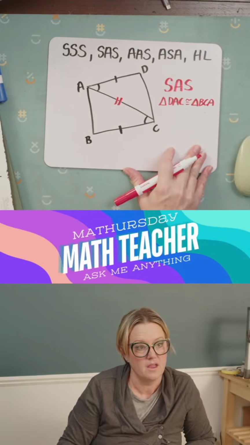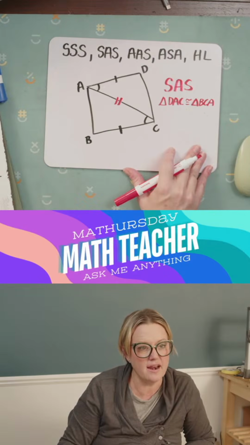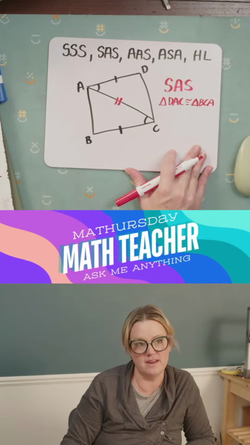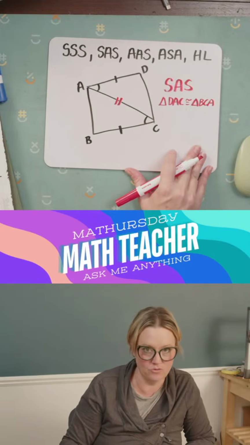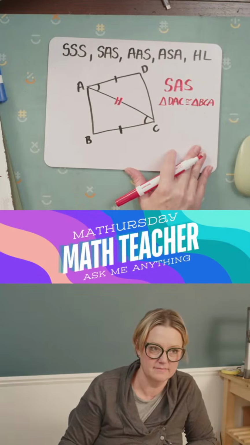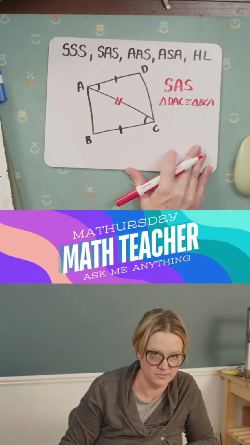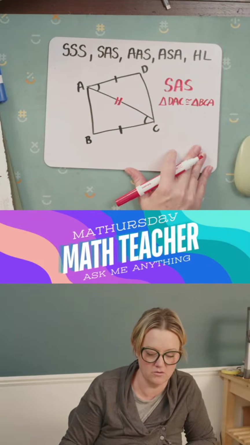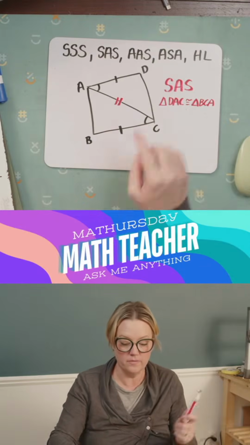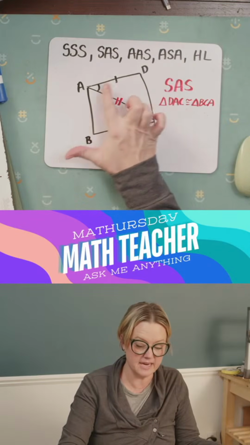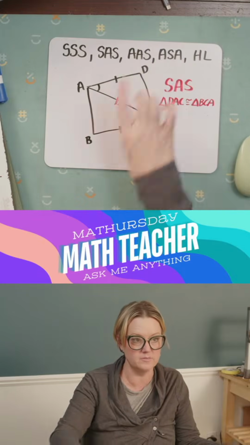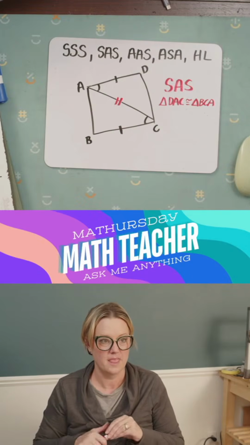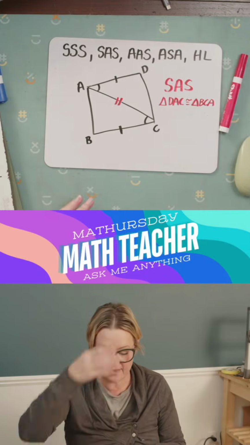Okay. All right, somebody asked in the chat, CPCTC. Corresponding parts in congruent triangles are congruent. CPCTC, that's what it is. So corresponding parts like DA corresponds to BC. They are congruent. They're corresponding. Okay. All right, so then that's SAS.